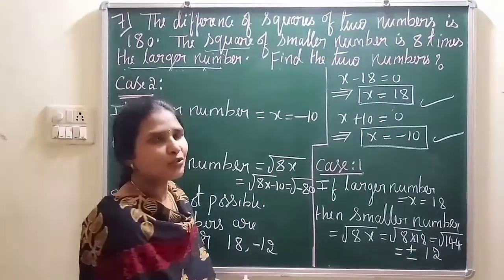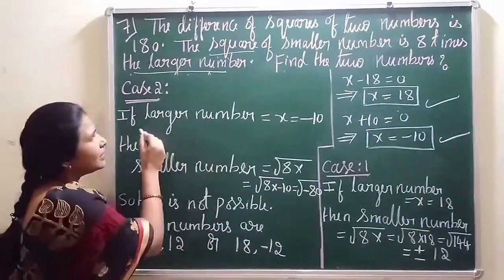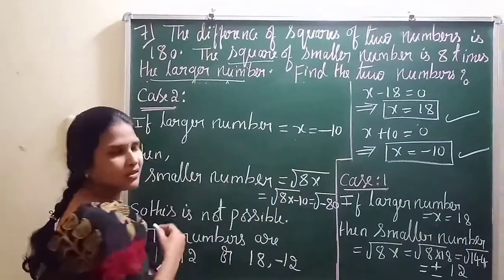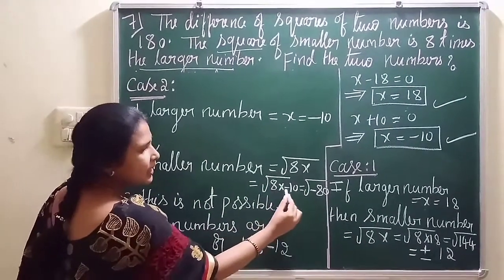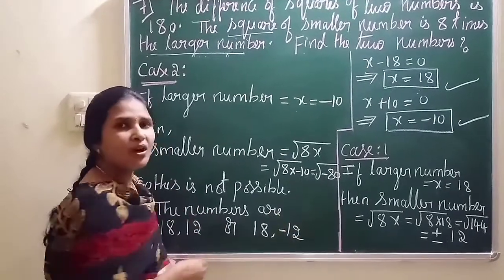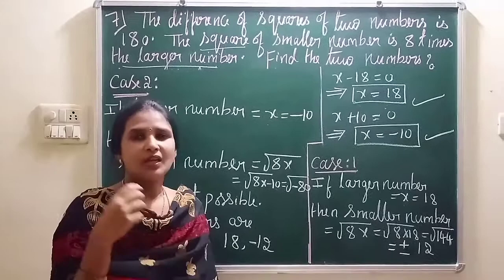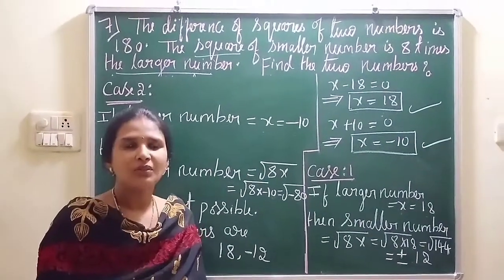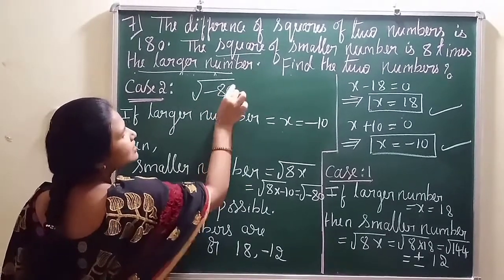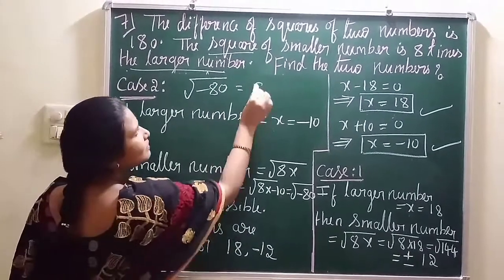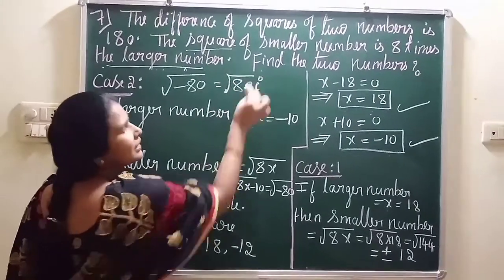Next we take case 2. If the larger number is minus 10, what happens? If the larger number x is minus 10, then the smaller number is root 8x, that is root 8 into minus 10, that is the square root of minus 80. Just recall, children, what is the square root of a negative number? We cannot find the square root of a negative number because it is imaginary. The square root of minus 80, 80 is not a perfect square, it becomes root 80 i, where i is nothing but imaginary.